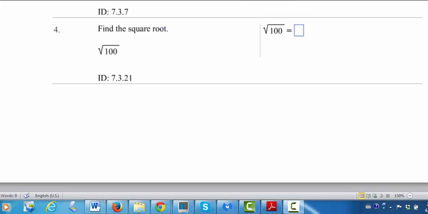And here we have the square root of 100. And so we ask ourselves, what number times itself gives me 100? And we know that the square root of 100 is the same as the square root of 10 times 10. So the answer is 10.